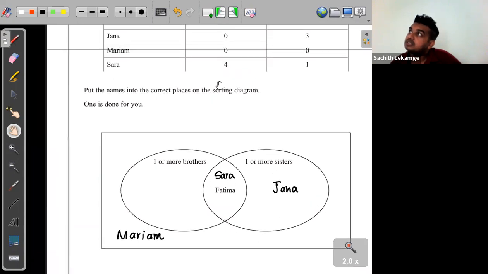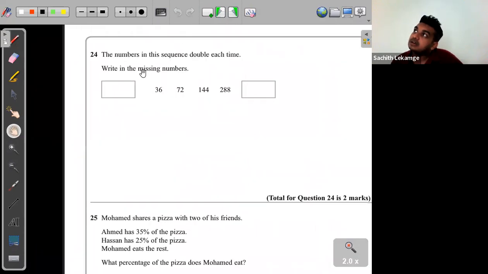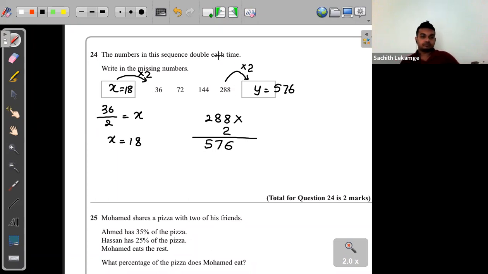So far, I have got everything correct. Very good. Okay, I'm going to the other side. But it says, the numbers in the sequence double each time. Write the missing numbers. You had x over here. When you double it, which means when you multiplied it by 2, you got 36. So we need to divide 36. Exactly. But here we need to divide 36 by 5. Is it clear to all of you?